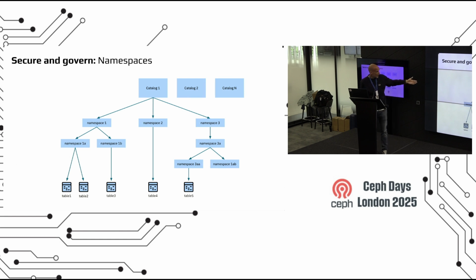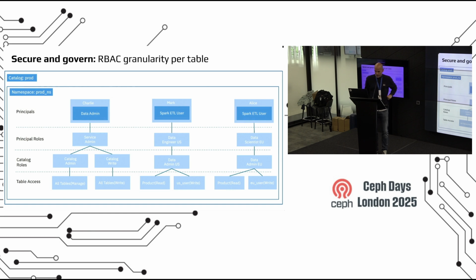So if, for example, I configured access to namespace 1, that user, that principal, will get access to all of the tables under namespace 1 or a sub-namespace. So it can be really granular, and we can really build our organizational unit representation with catalogs and namespaces. And finally, I have here RBAC for granularity per table. This is what we're going to show in the demo.